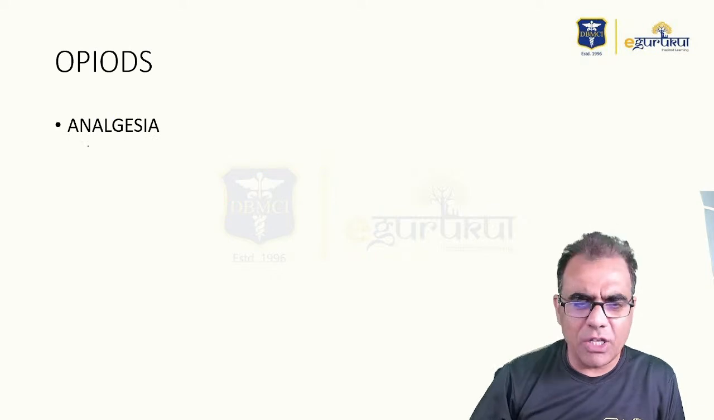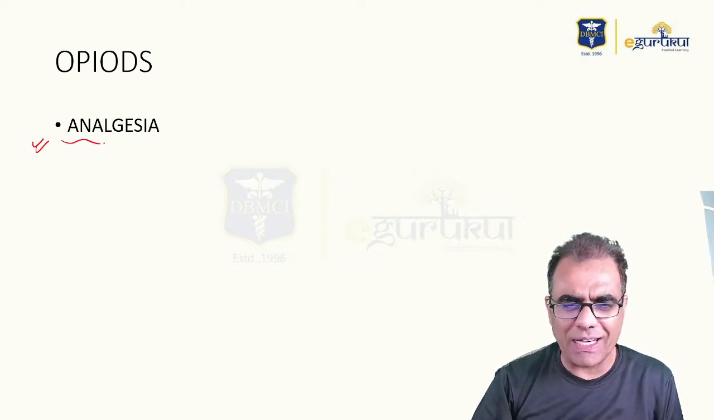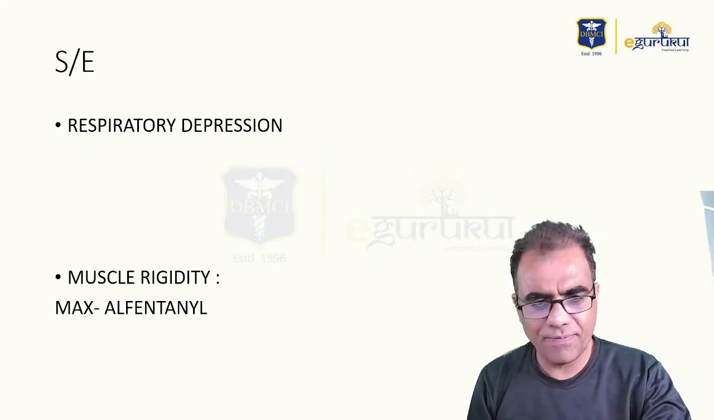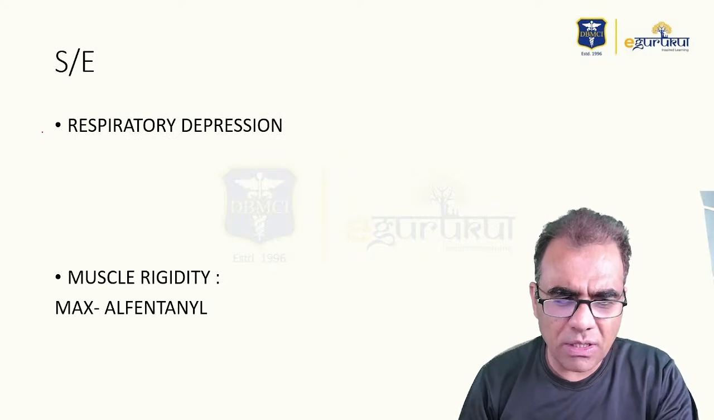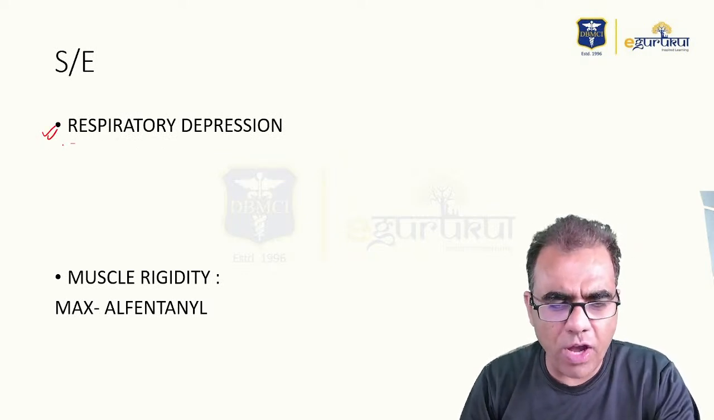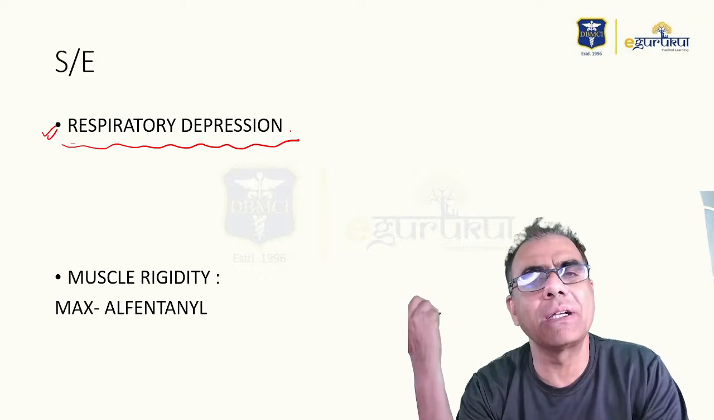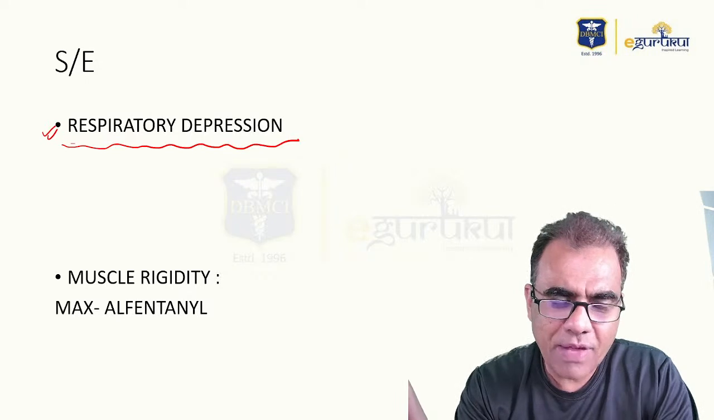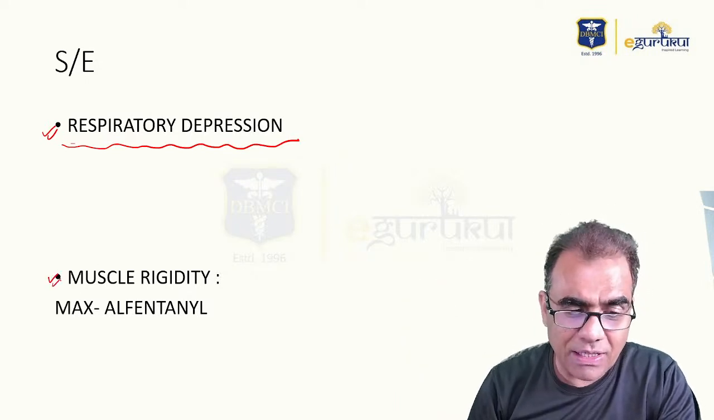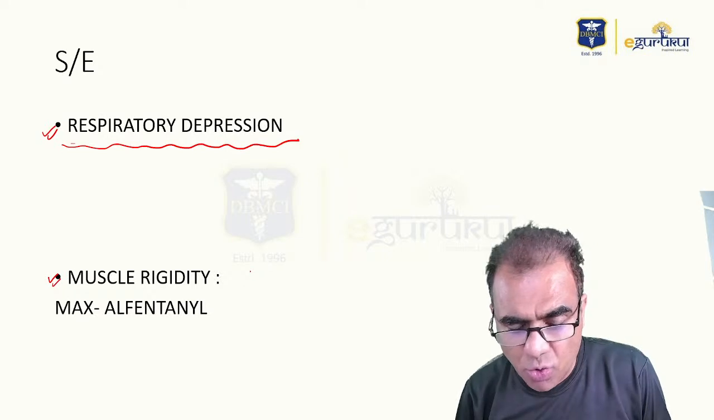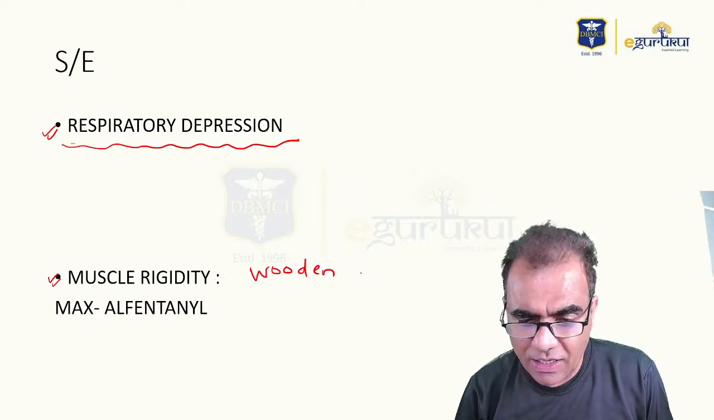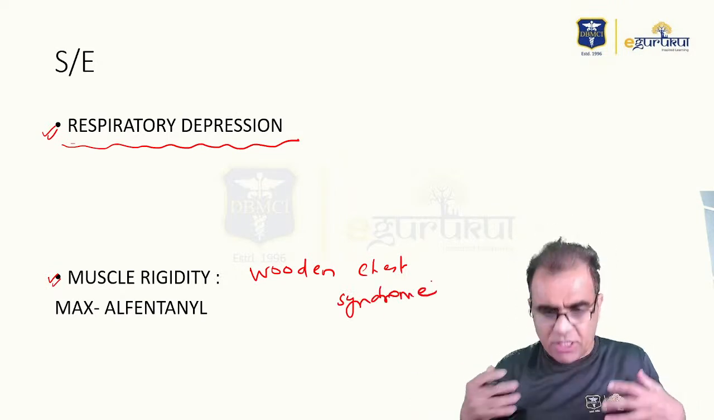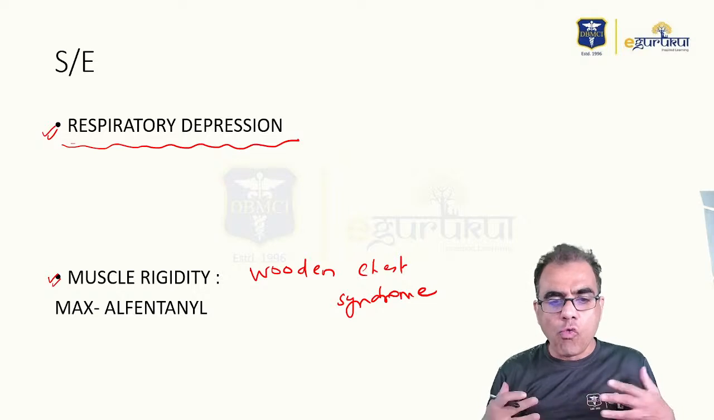Opioids. Obviously, the use of opioids in anesthesia is for analgesia. Opioids are analgesics. And the most important side effect of opioids you very well know is respiratory depression. The most common cause of death in opioid poisoning is respiratory depression. Second, they can cause muscle rigidity. And sometimes this muscle rigidity is so severe in thoracic muscle that it is called wooden chest syndrome. Means chest has become so stiff like wood, wooden chest syndrome.